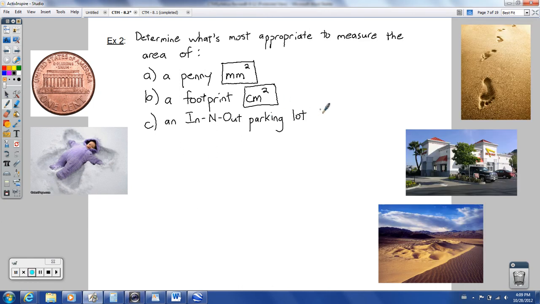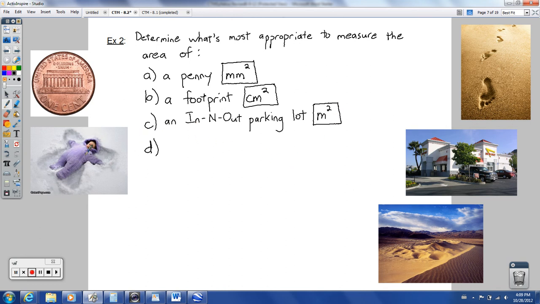And in and out parking lot, what would be best for that? I think centimeters would be a little too small. I think meters squared would probably be the best way to go there, the more common ones. We generally don't use decimeters squared or decameters squared or hectometers squared, except if we're doing hectares, then we would use hectometers squared. But generally it's going to be millimeters, centimeters, meters, and kilometers are the 4 most popular ones that we use.